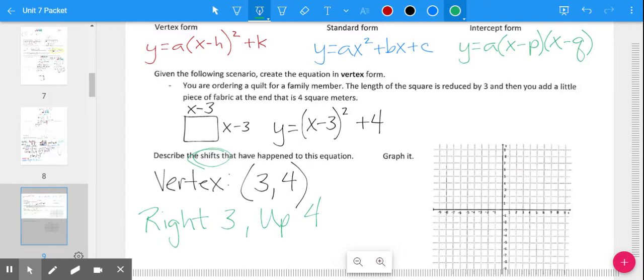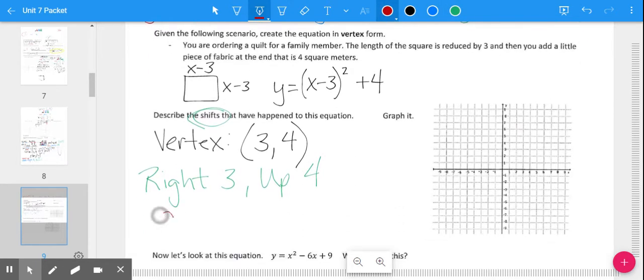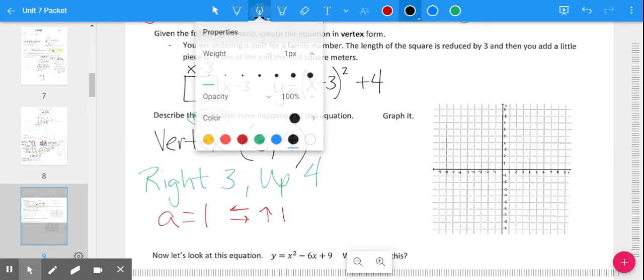So at this point, we can almost graph it. We still need to figure out our a value. So our a value is that implied 1 that's in front of your set of parentheses. So that means when we graph that a value, we're going to go to the right and to the left 1 and go up 1. Okay, and that's from the vertex, just the same as we did in 7.3.